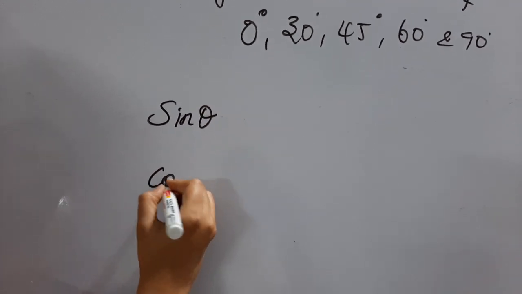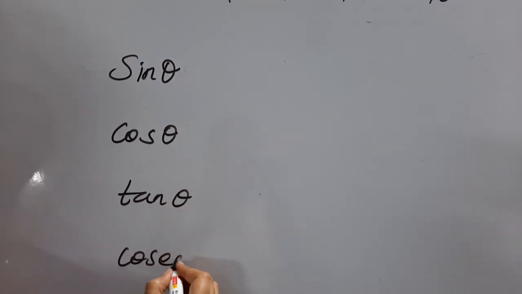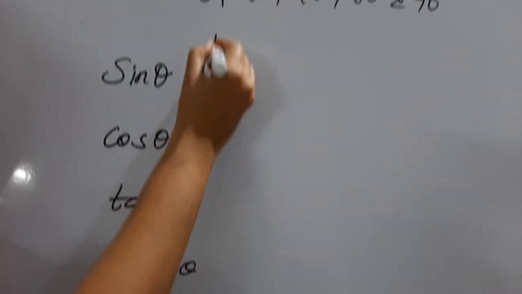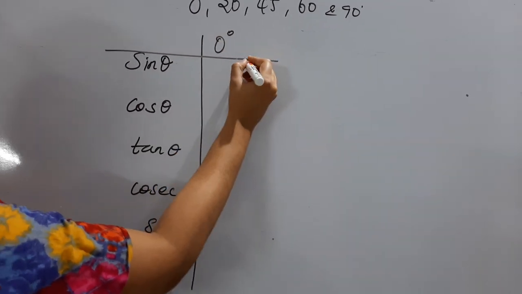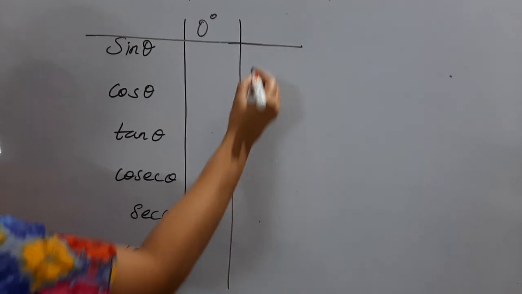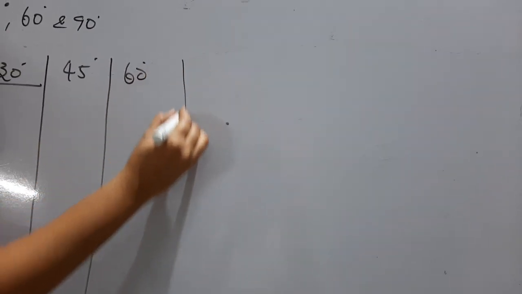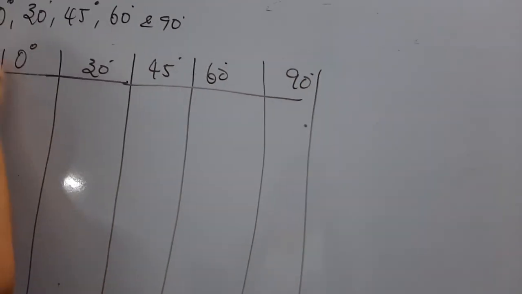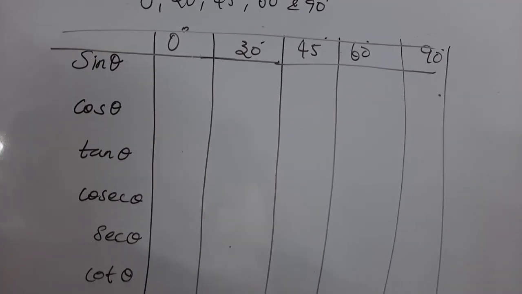Sine value, then cos value, tan value, then cosecant, secant and cot. We are going to find out the value for these angles for degree 0, 30, 45, 60 and 90. So now we have 5 different angles.